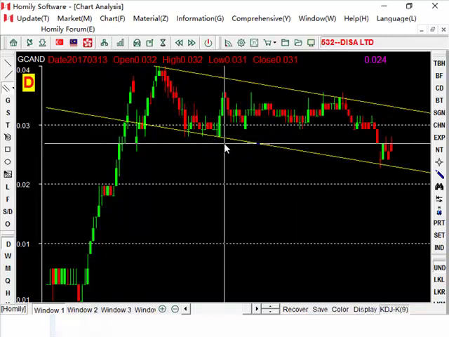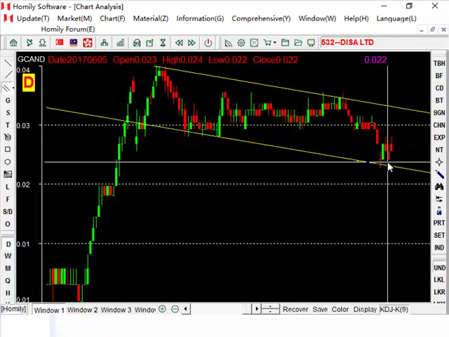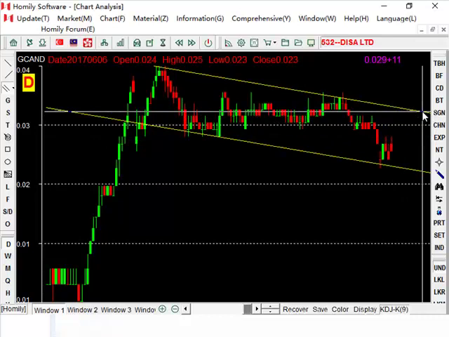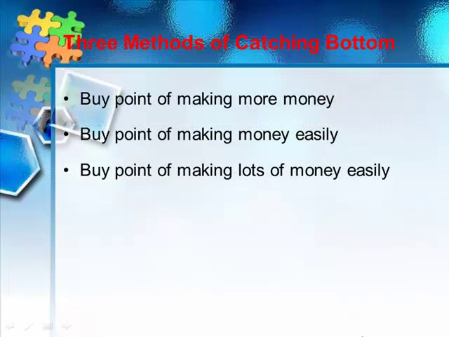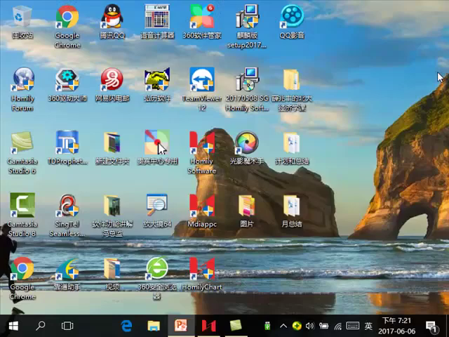If you want to operate this stock, you should do some short-term trading. So how to do that? When the price touches the trend line, the support, then if you see the price rebound to this line, this is the resistance, okay? So let's see the next one.